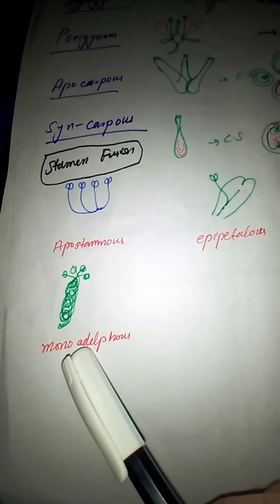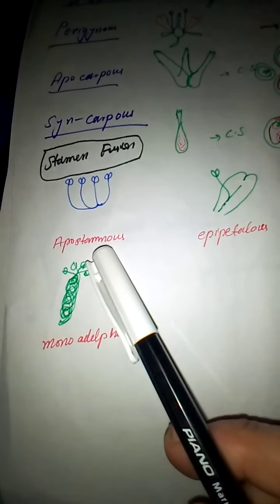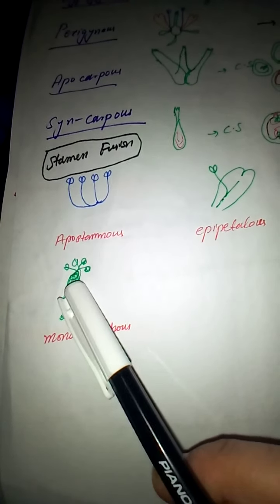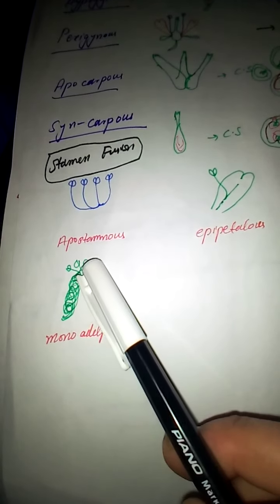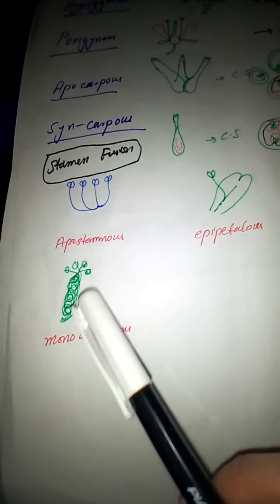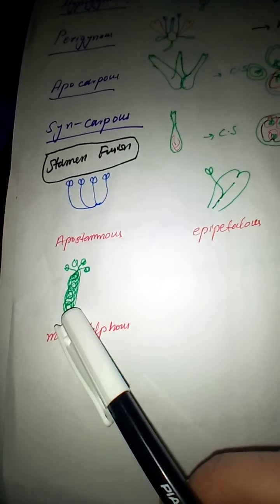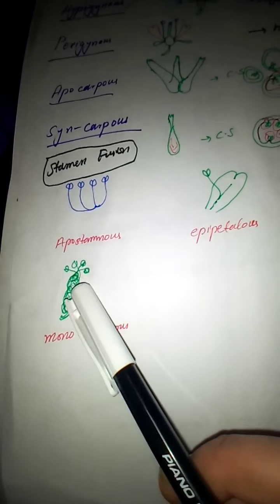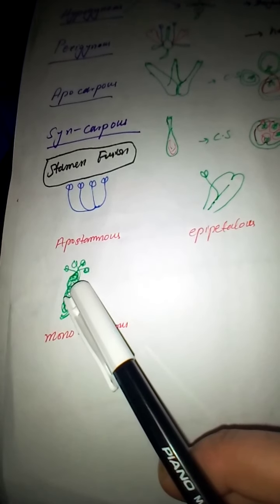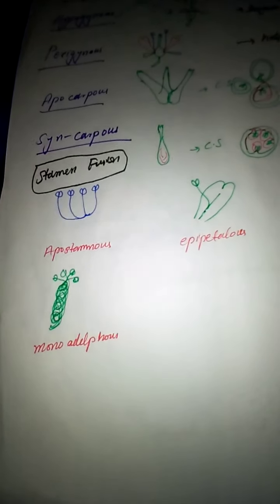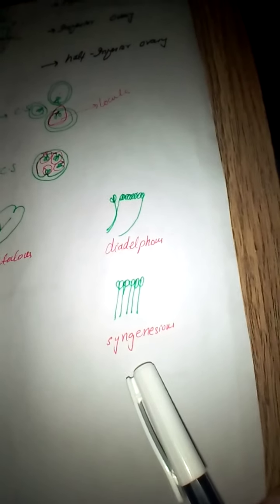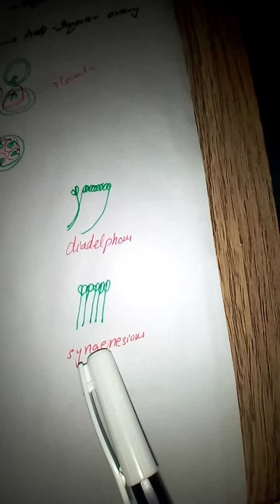Now monoadelphous, in this condition the anthers are free and the filaments are fused to each other. The other is syngenesious. In this condition the filaments are free, only the anthers are fused.